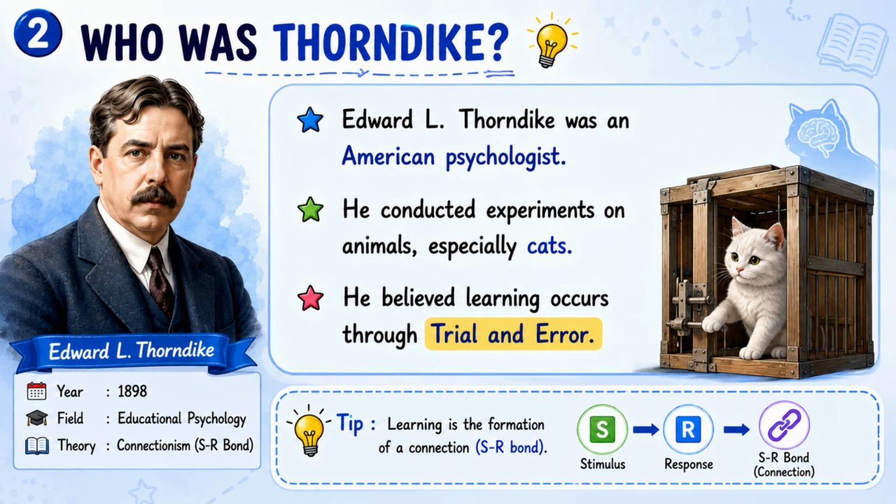Before we understand the theory, let's first know about the person behind it. Who was Edward L. Thorndike? Edward Lee Thorndike was an American psychologist and one of the pioneers of educational psychology. His work has made a significant contribution to understanding how learning takes place. Instead of conducting experiments on humans, he mainly used animals, especially cats, to study the learning behavior.